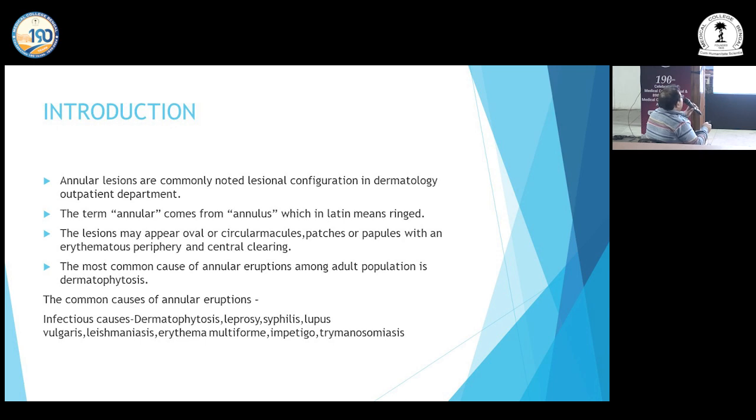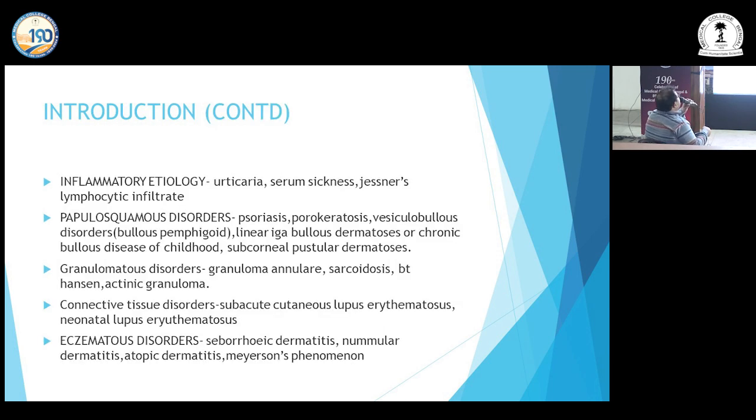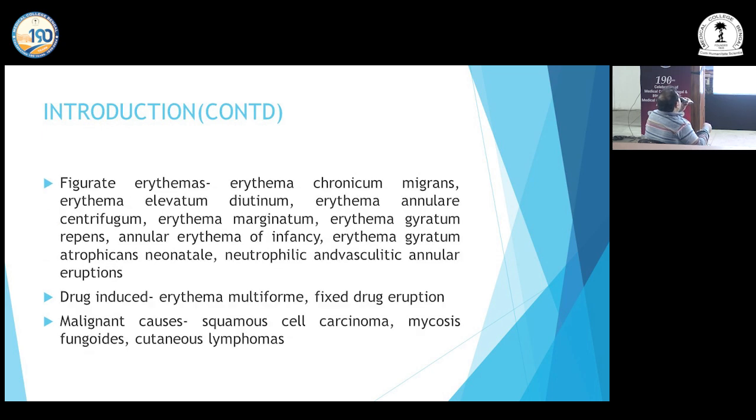Annular lesions come from the word annulus, which in Latin means ring. Lesions are oval to circular macules, papules or plaques with erythematous periphery and central clearing. Common causes are dermatophytosis, granuloma annulare, psoriasis, porokeratosis, vesiculobullous dermatosis, sarcoidosis, secondary syphilis, leprosy. Then we have annular erythemas, certain cutaneous malignancies, and drug eruptions in the form of fixed drug eruption and erythema multiforme.